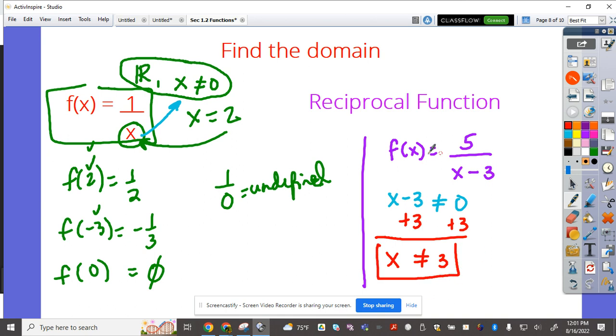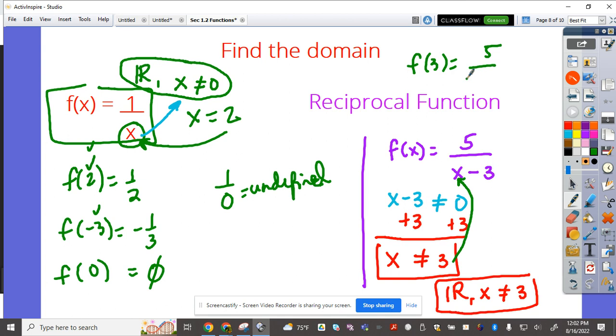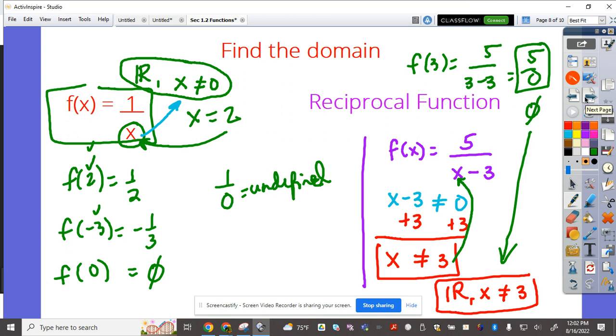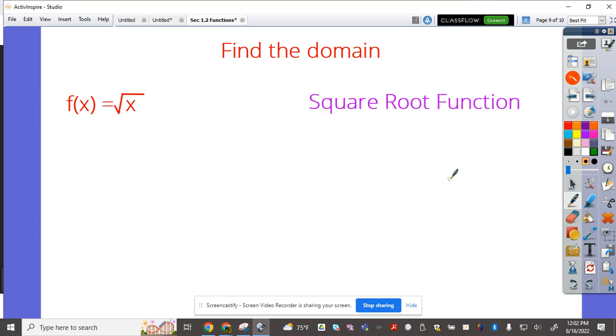In other words, the domain of this function is all real numbers except x cannot be equal to 3. That's the restriction. That's the domain. Why? If you put 3 in for x, your f of 3 will be 5 over 3 minus 3, which we know 3 minus 3 is 0, so it will give us 5 over 0, which is undefined. So we cannot have x equal to 3 for our domain, but any other number will work. Okay, and that's for the reciprocal function.